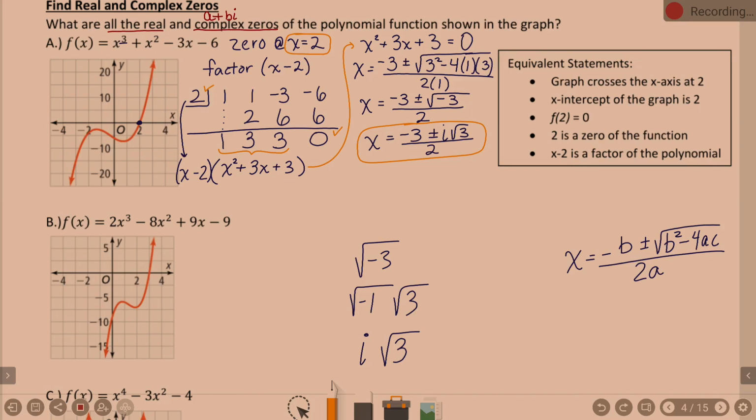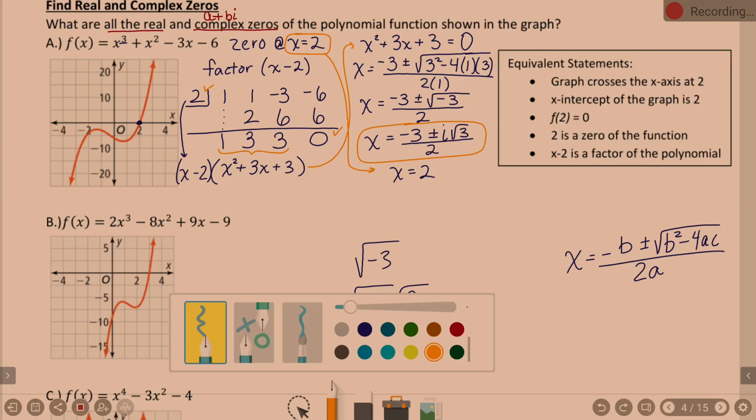Okay. How many answers is that? 2. Plus or minus represents 2 answers. What had I already found? The one right there. Didn't we already have x equals 2? How many total answers do I have now? 3. How many was I looking for? 3. I'm done.